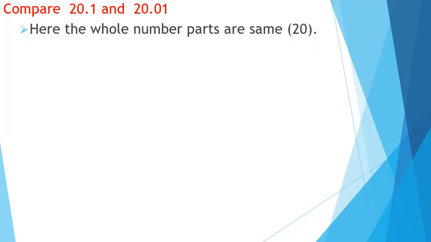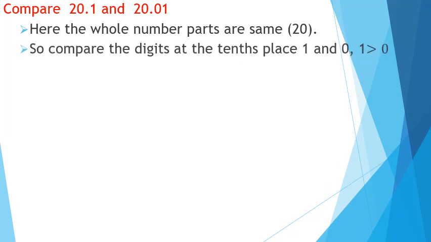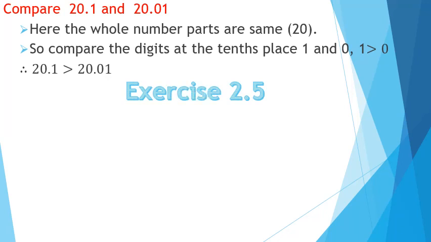Next is compare 20.1 and 20.01. Here the whole number parts are same, that is 20. So we go with the next digit, that is tenth place digit, that are 1 and 0, and 1 is greater than 0. So 20.1 greater than 20.01.